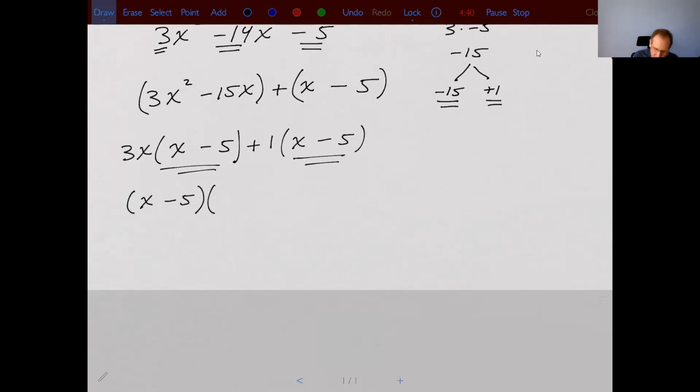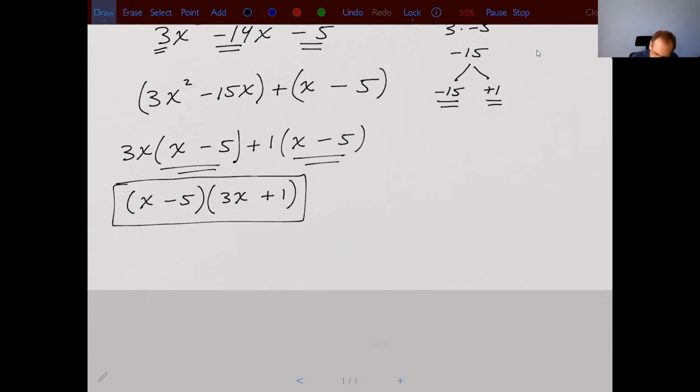And I'm left with what? Well, x minus 5 times 3x gives me that first term. And then x minus 5 times a positive 1 will give me the second term. So this is my factorization: x minus 5 times 3x plus 1.